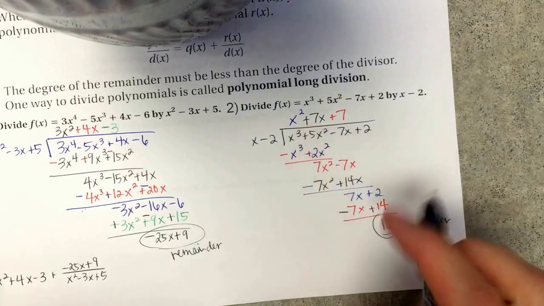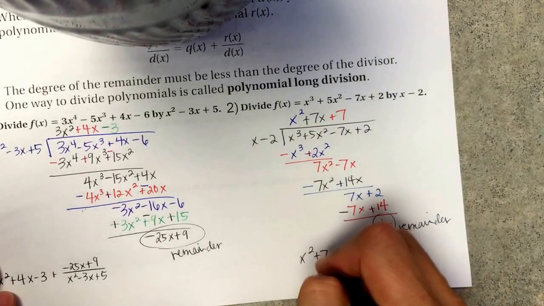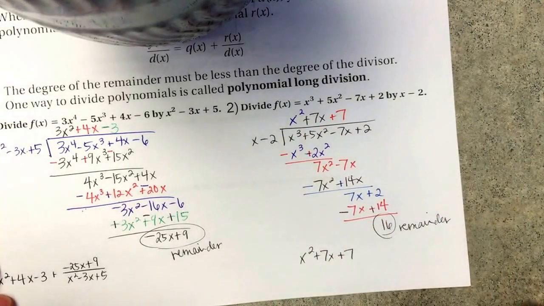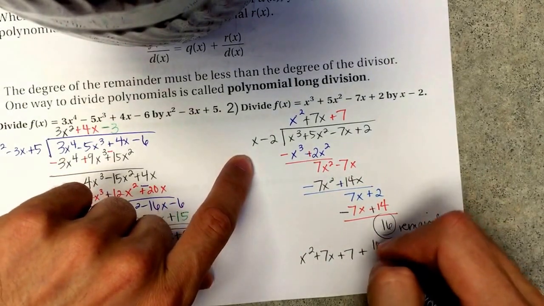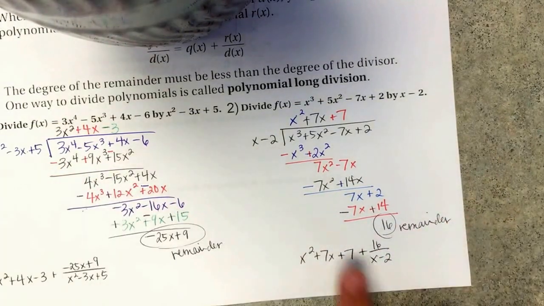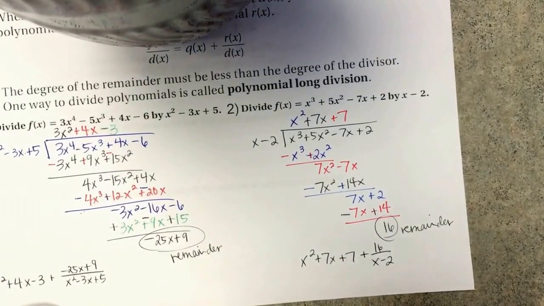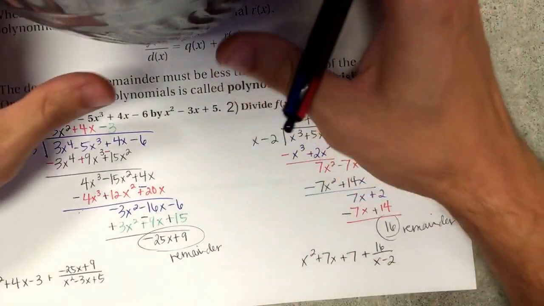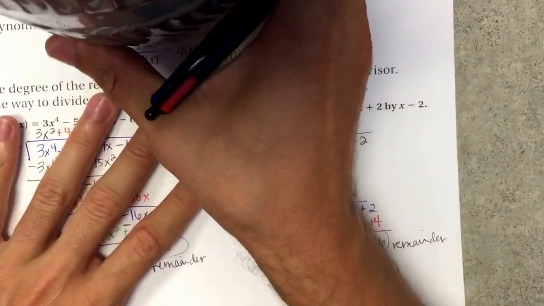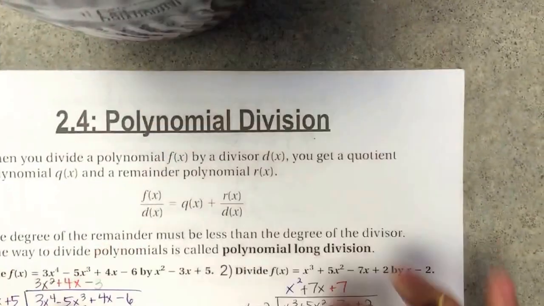I take my answer on the top, x squared plus 7x plus 7, and I add on my remainder over my divisor written as a fraction. So that's what my final answer would look like. Now, this process is a long process and it's a little tedious. So what we learn is that this is not the only way we can divide.